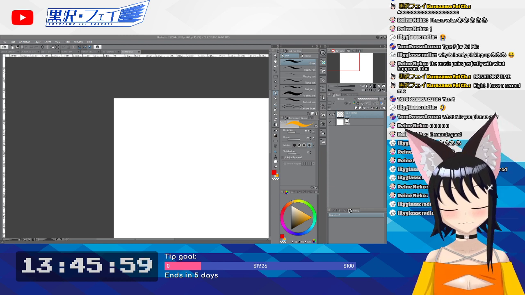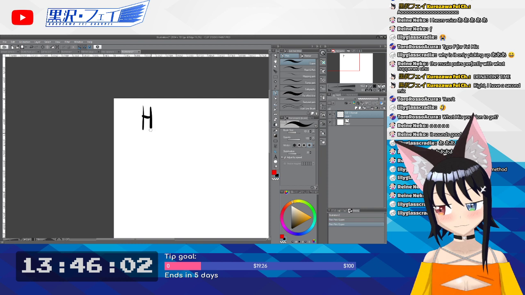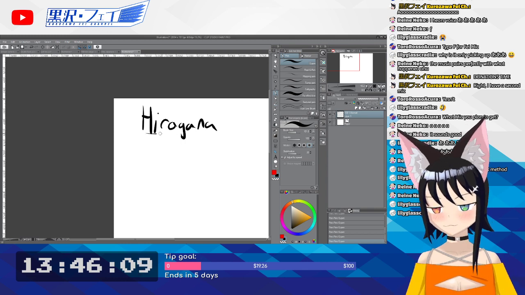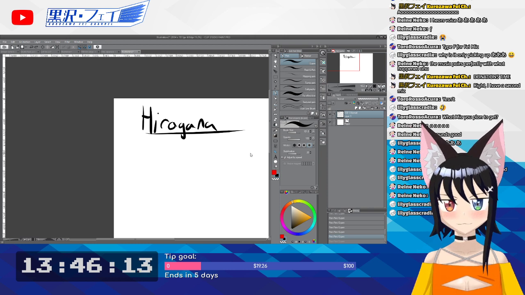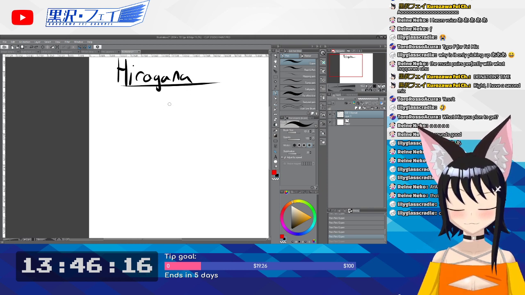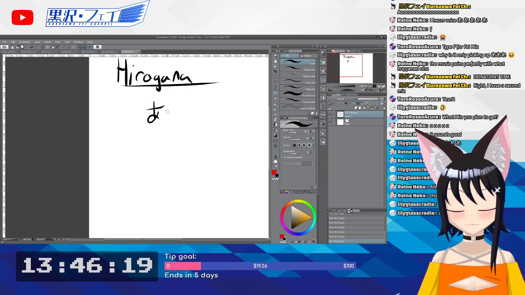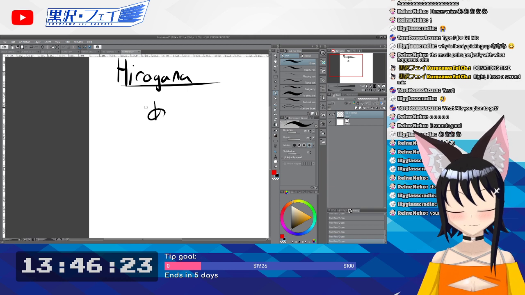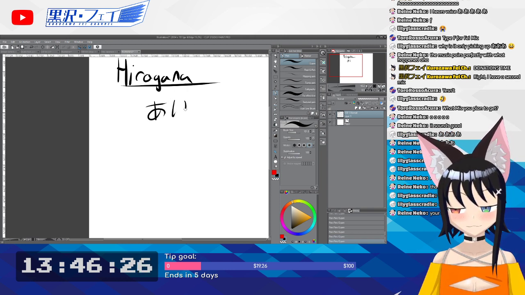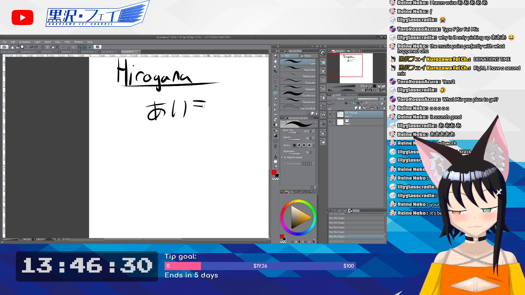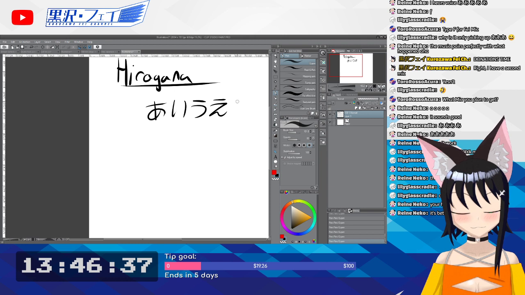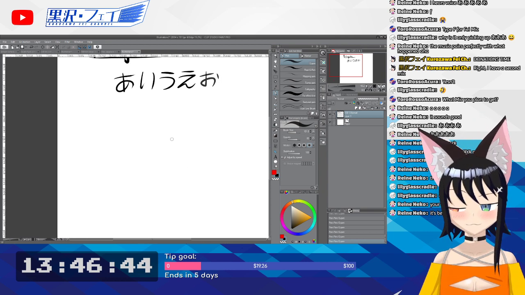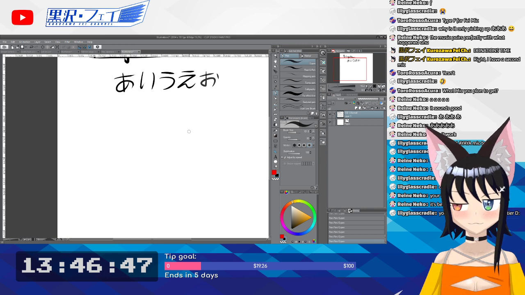So we're gonna start off with a basic hiragana, right? My handwriting is not very good, as you can see. So we're gonna start with that. Basically the basics of Japanese. Let me just turn off the stabilization. A, I, U, E, O. Like that, right? And then there's like ka ki ku ke ko, sa shi su se so, and so on.